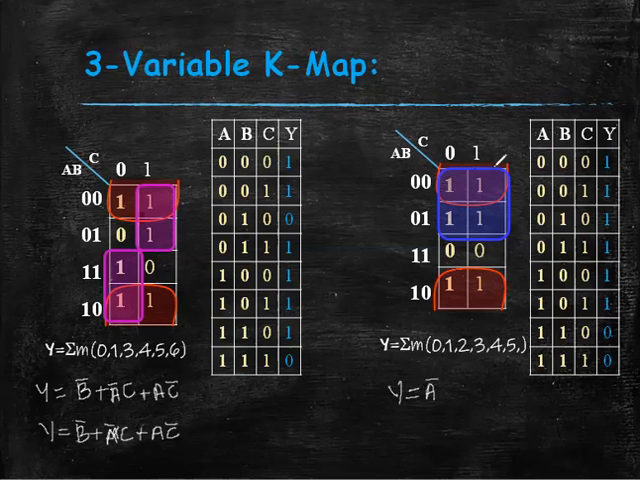Look here, for this quad, when we move downward, A bar is not changing, B bar changed to B, and C bar changed to C, so A bar. When we look at these two, the other quad, it is B bar. Then the result is A bar plus B bar. It is the result.